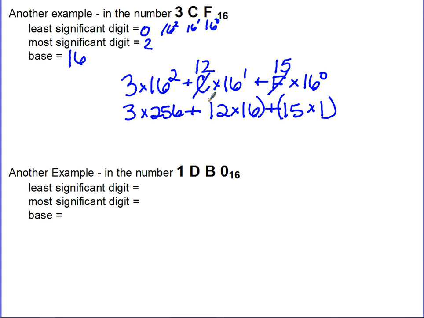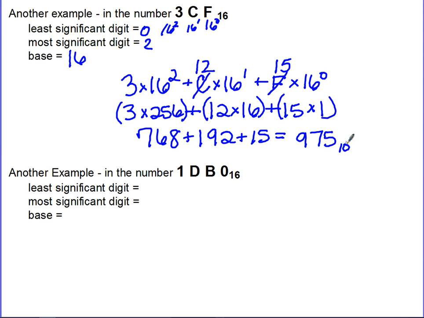Might be a little bit easier to see exactly what's going on if I put these in parentheses. So you look at your order of operations. So I get 768 plus 192 plus 15 gives me a final value of 975 base 10.